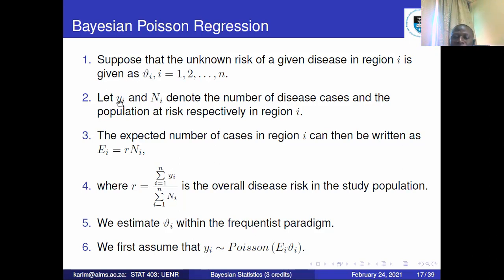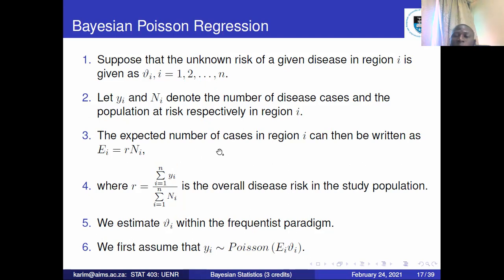And now let y and n denote the number of disease cases and the population at risk in region i. So n is the population, y is the number of diseases. And the number of diseases, we are saying that it follows the Poisson distribution. Now, the expected number of cases in region i is R multiplied by the population at risk. R is the proportion, the probability of getting the disease.